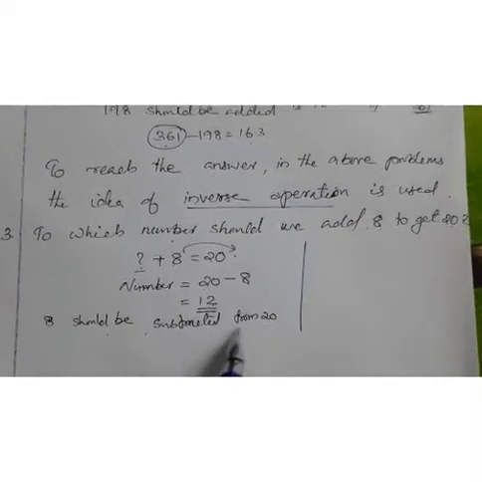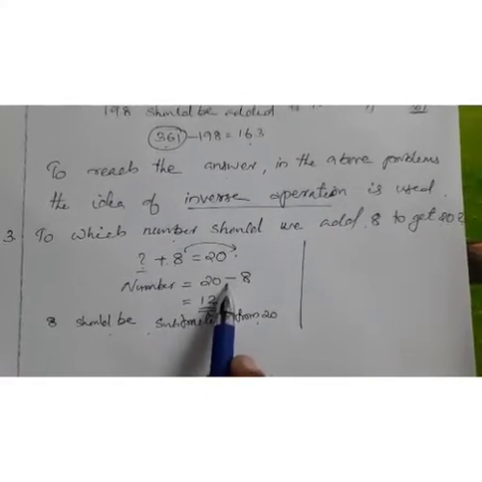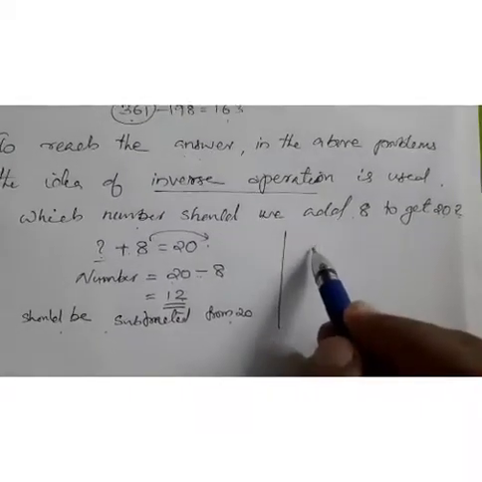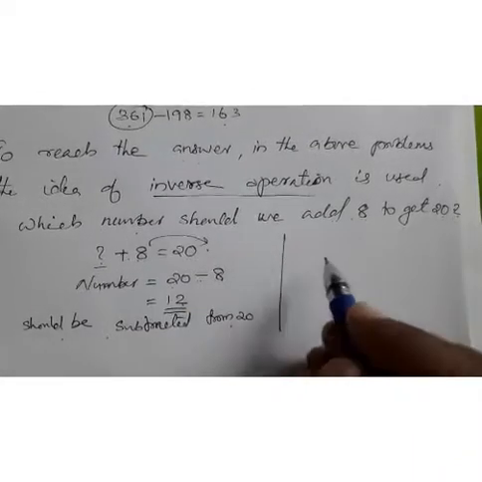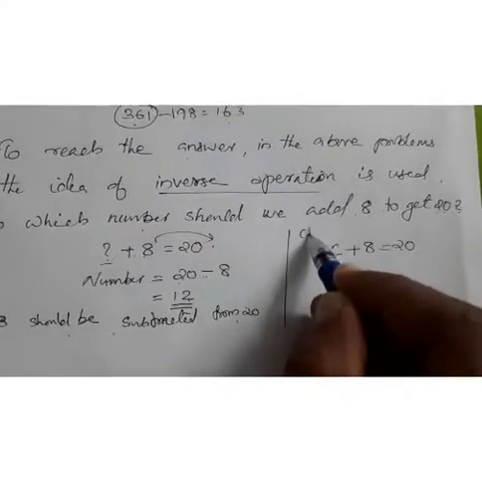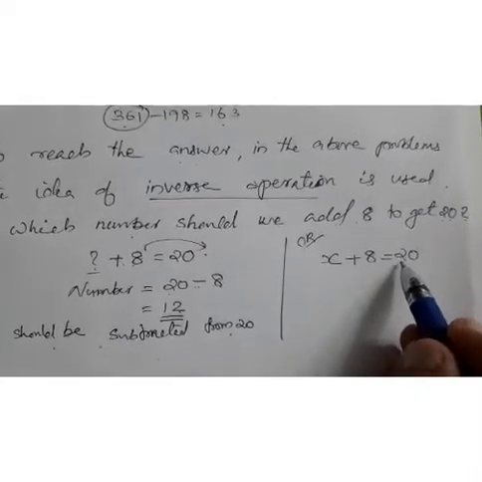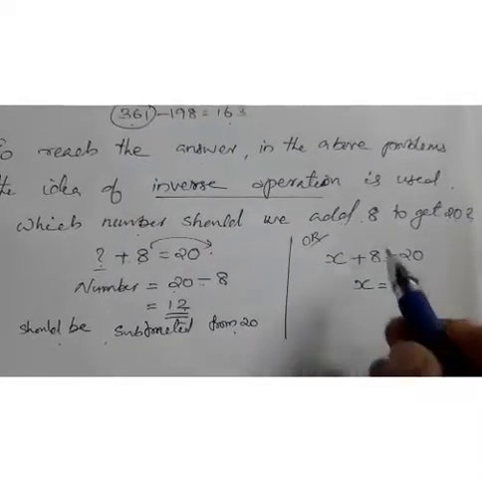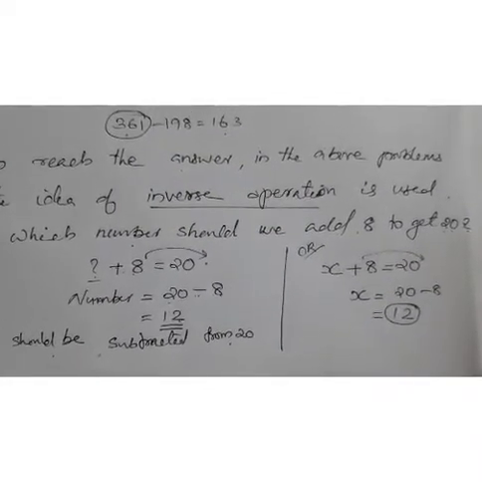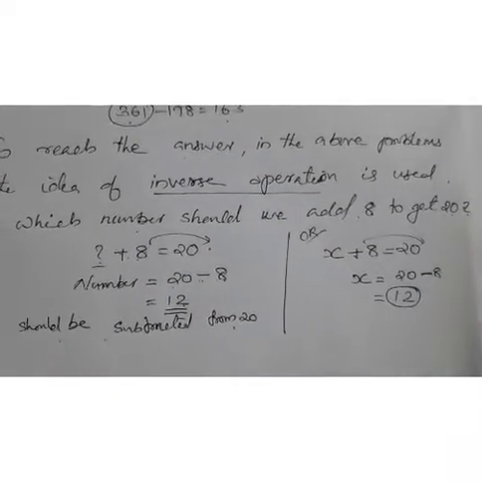8 should be subtracted from 20. So instead of addition, we are doing the inverse operation. The inverse of addition is subtraction. If you do it with the help of x, to which number should we add 8 to get 20? From a number, if you add 8, you will get 20. So what is the value of x? So it is 20 plus 8 becomes minus 8 here. So it is 12. So instead of addition, we are doing the inverse, that is subtraction.